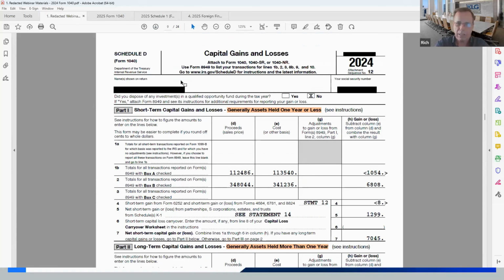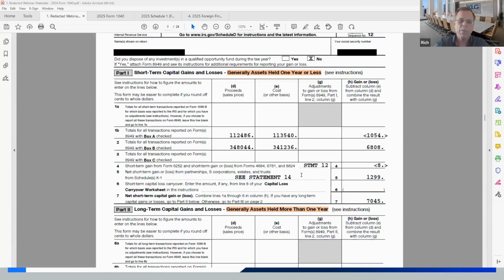So now this is Schedule D. Very important form to look at. This is your capital gains and losses, sales of stock, and it's broken into two sections, Part 1 and Part 2. Part 1 is assets that are held less than a year. They're taxed at regular rates. If it's long term, it's taxed at long term rates.